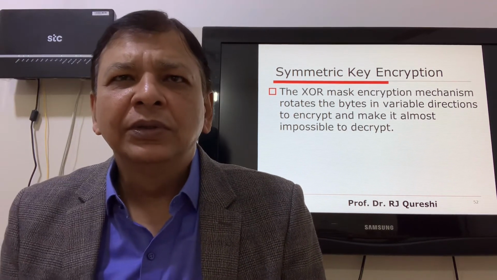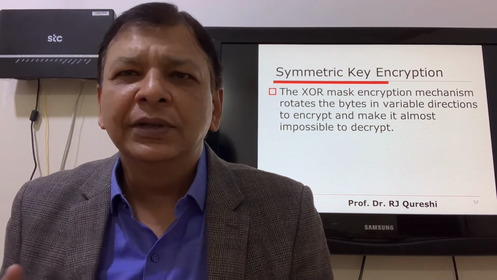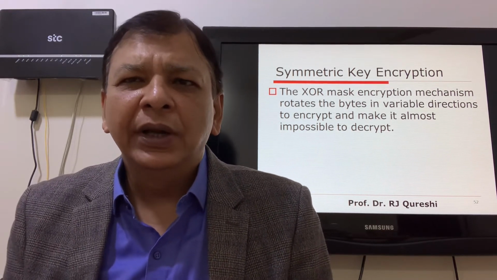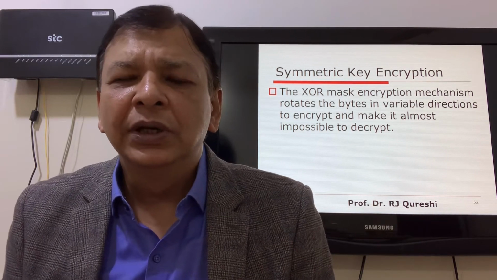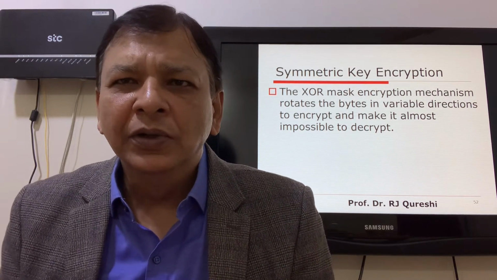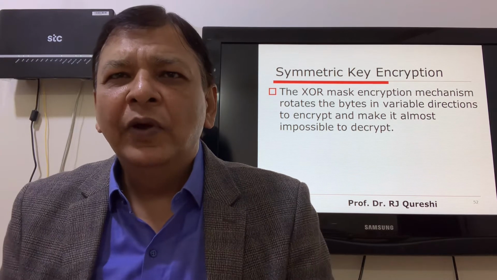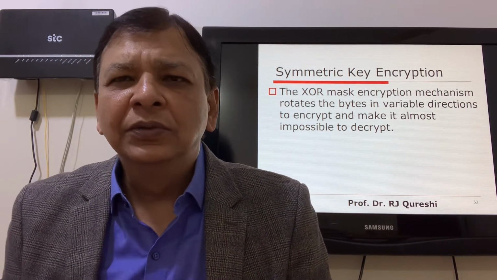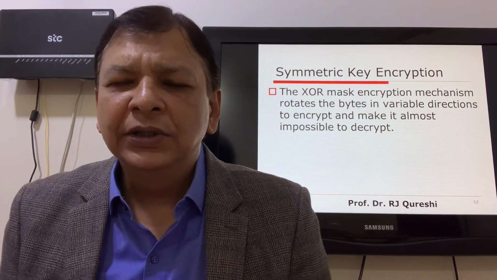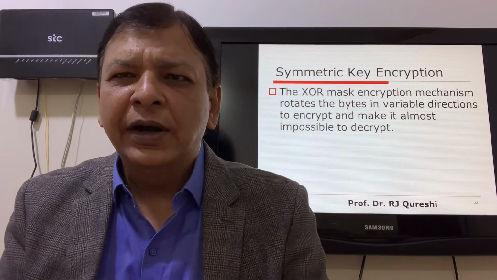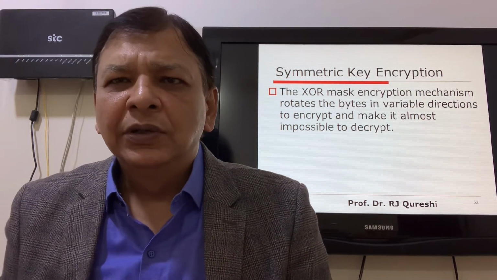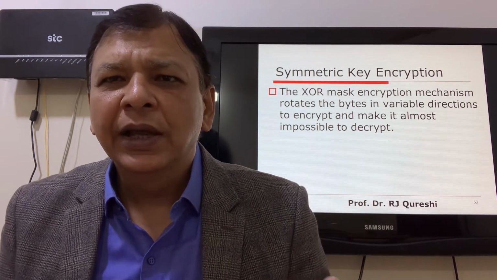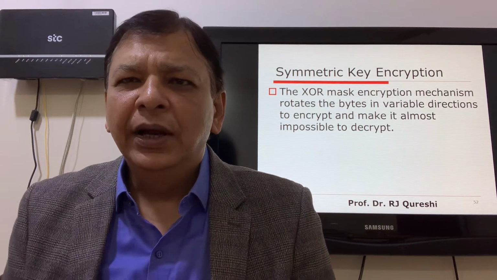In XOR, we rotate the bytes in variable directions to encrypt them and make it almost impossible to decrypt. Like in carom board or snooker, we use a striker to hit the pieces, and that is encryption. When we assemble them again, it's called decryption. Same as in snooker or billiards, we have a wooden or plastic frame to set the balls in a triangle, and we hit them with the white ball and the balls rotate in different directions. That's encryption, and when we assemble them, it's decryption.